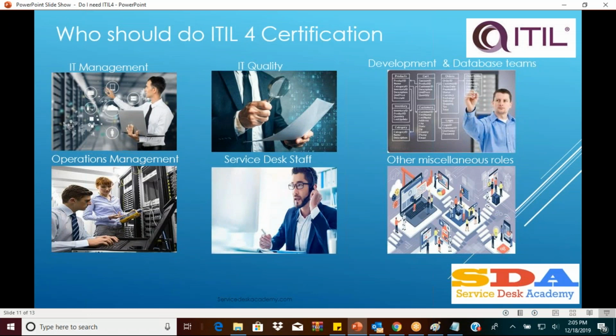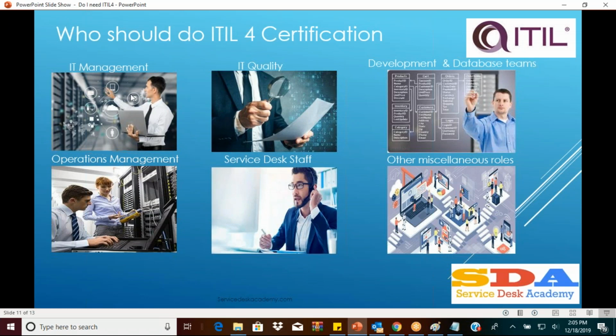Now, who should do ITIL 4 certification? In my opinion, all IT management or all IT teams would be needing ITIL 4 certification. It's not explicitly for IT management or operations. It's for everybody, from regular to IT management and governance teams. All should know what is ITIL 4 certification and the different certifications that are there in ITIL 4.